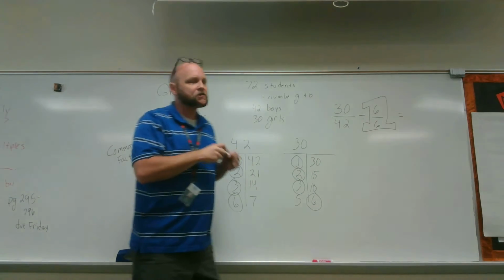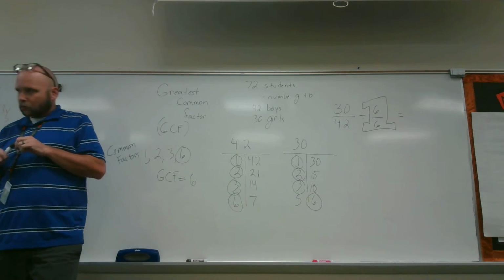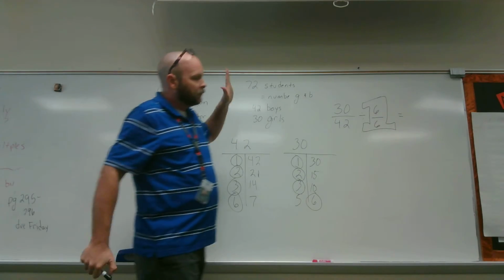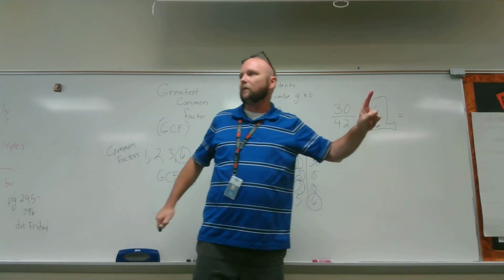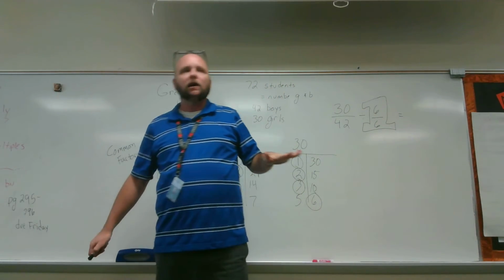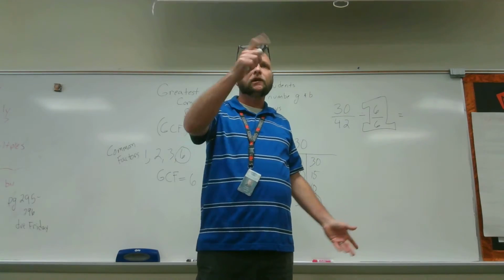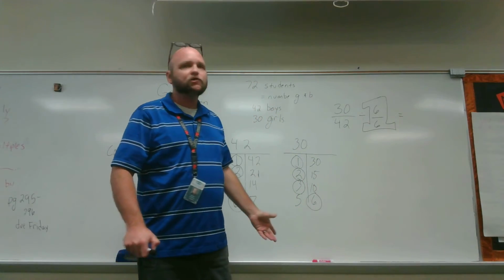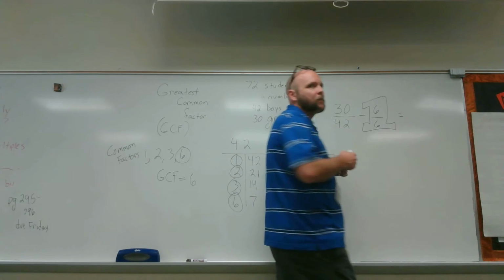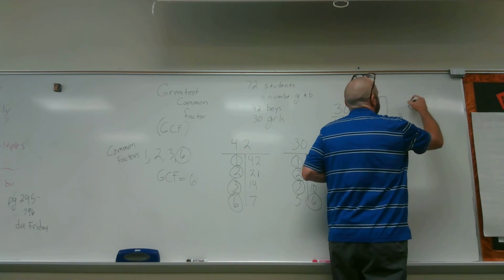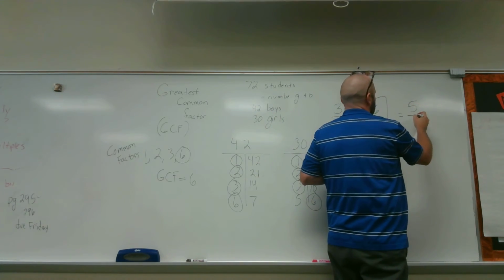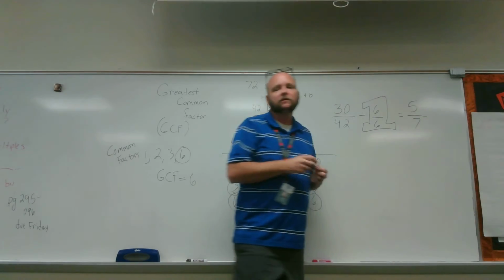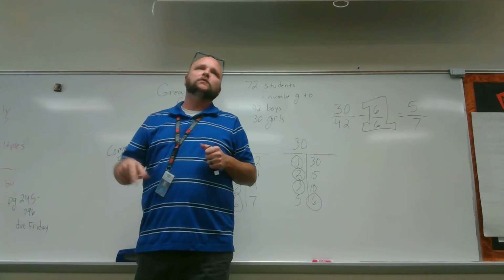And remember, a fraction that has the same numerator and denominator equals 1. If I'm dividing something by 1, I'm not changing the value. I'm changing the way it's written. You want to get that for me? I'm changing the way it's written. So 30 divided by 6 is 5. 42 divided by 6 is 7. So that would be it in lowest terms.